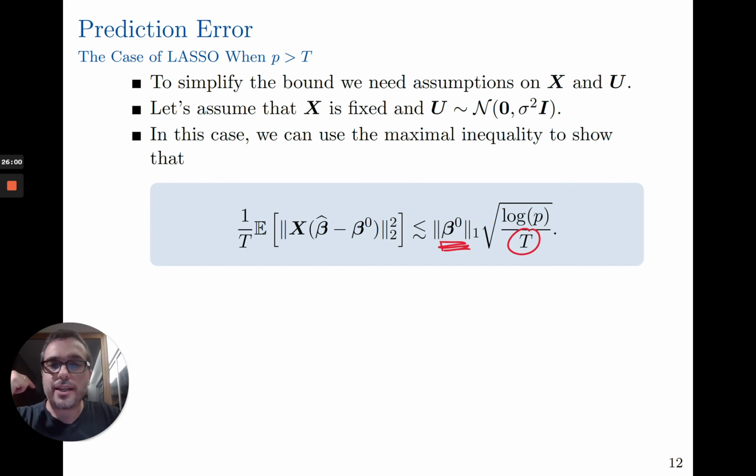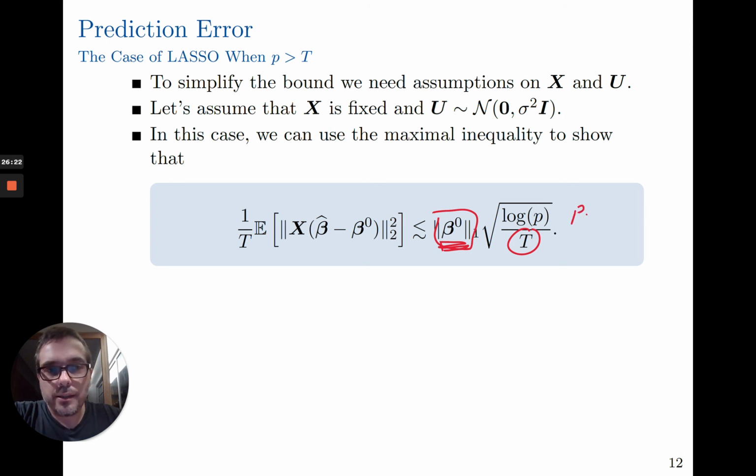We also have this extra component here that's due to the sparsity. We are in the high dimension, so we have to pay a price. So the larger the L1 norm of the true coefficients, the larger will be the bound. But there's one thing here that is interesting.